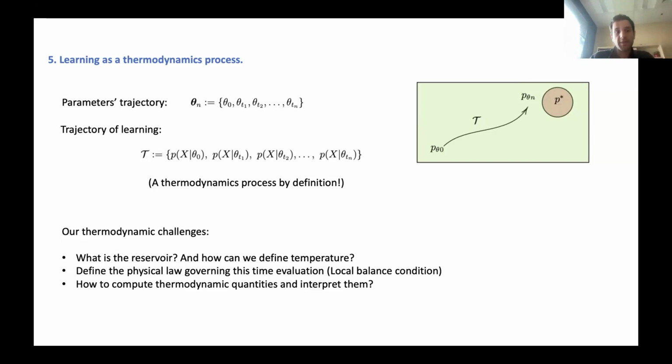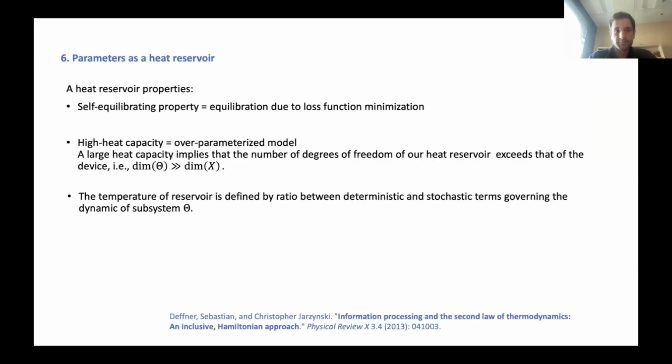We need to first define what this reservoir is, how we can define the temperature, and what the physics law governing this time evolution is, which is the technical part of this work, the local balance condition. And then finally, how to compute the thermodynamic quantities and interpret them. So the main idea is to use this time evolution, and the time evolution of a distribution has entropy production, heat dissipation, and other thermodynamic quantities.